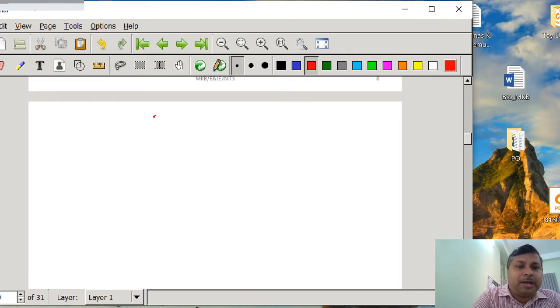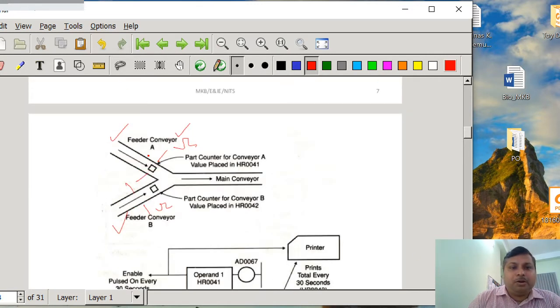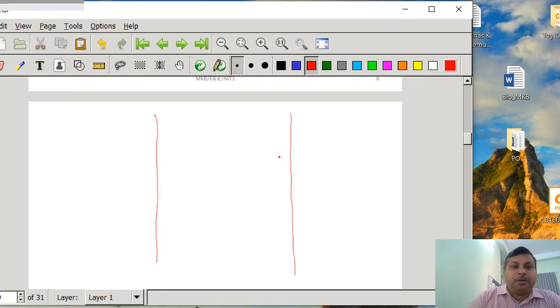So now we can understand that one important thing is that we first have to count how many parts are going through conveyor A, and the count must be placed at HR41. Okay, so now we know there is a format for the counter, that is, we can write this is the count.